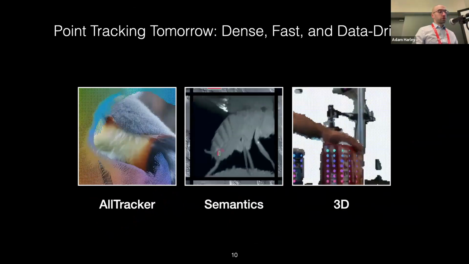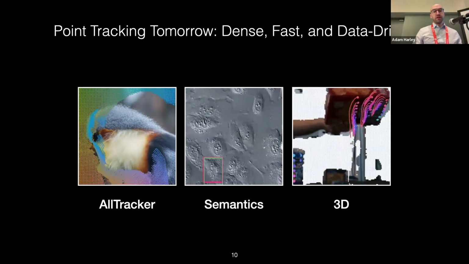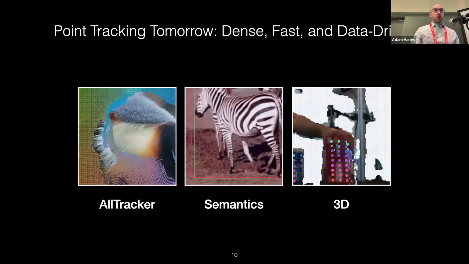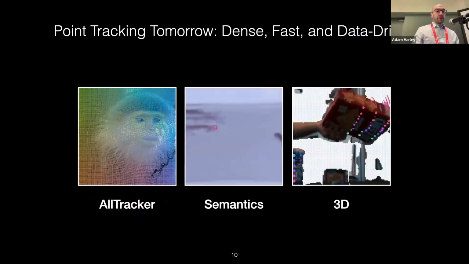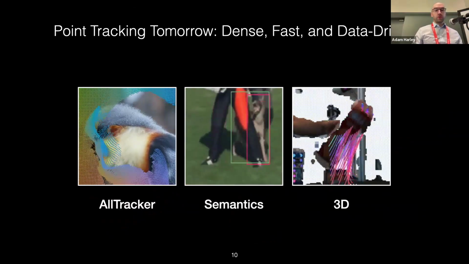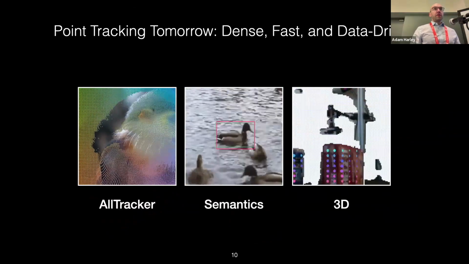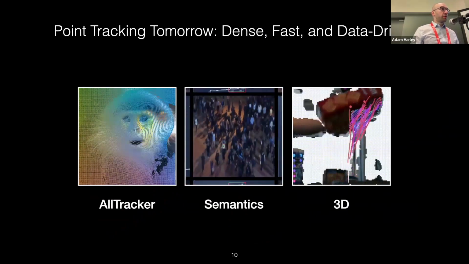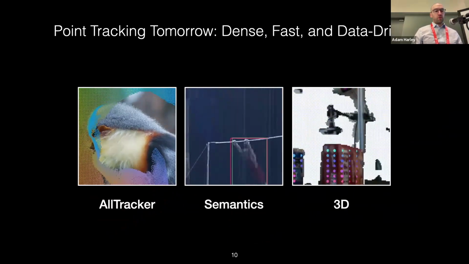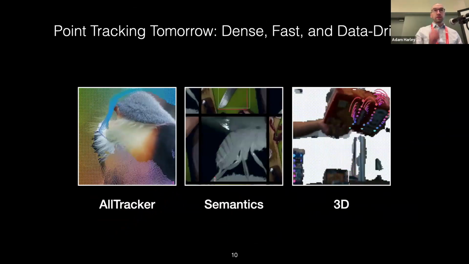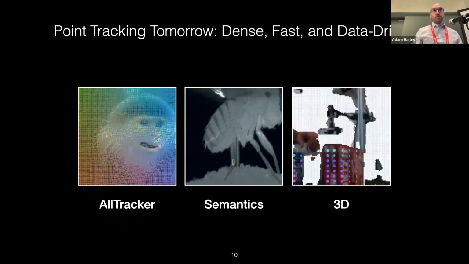So today, I want to show you some ideas, some lessons, and some opinions on point tracking, and also the related problems to point tracking. The top headline I have here is that point trackers will be dense, fast, and data-driven. And you'll see all three of those points in this first section of the talk, where I'll present a new point tracker we've made called AllTracker. That section will be the longest, and then I'll move to semantics and some thoughts about 3D.